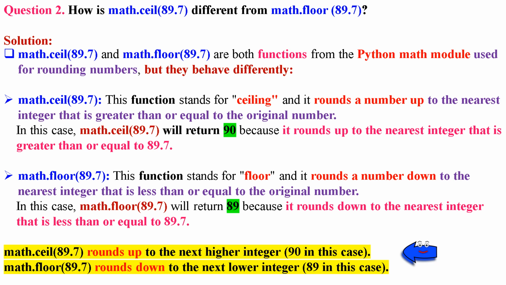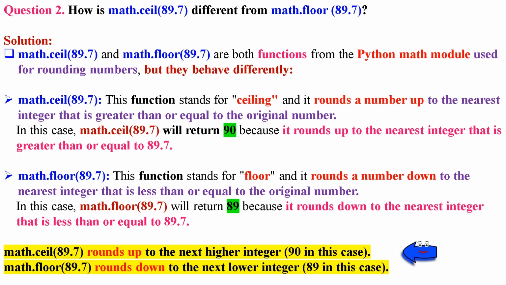Math.floor of 89.7. This function stands for floor and it rounds a number down to the nearest integer that is less than or equal to the original number. In this case, math.floor of 89.7 will return 89 because it rounds down to the nearest integer that is less than or equal to 89.7.